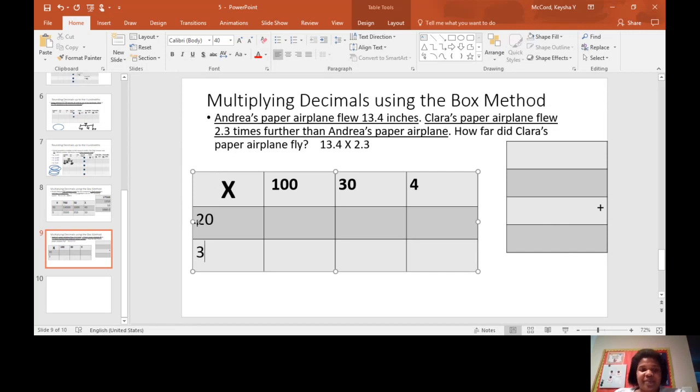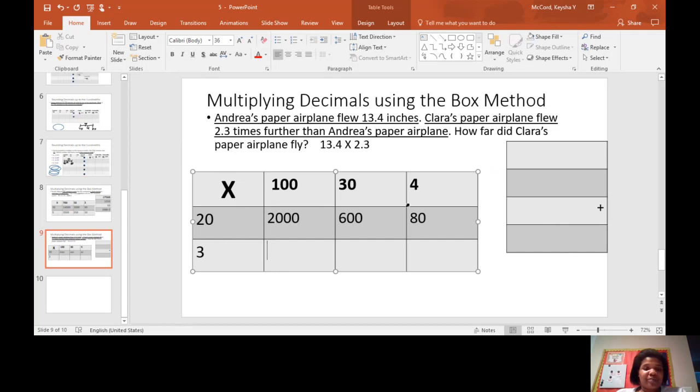Now we can multiply. 20 times 100. Well, I know 2 times 1 is 2, and I'm going to add 3 zeros. 20 times 30, well, 2 times 3 is 6, and I add 2 more zeros. And then 20 times 4, well, 4 times 2 is 8. I'm going to add a 0.